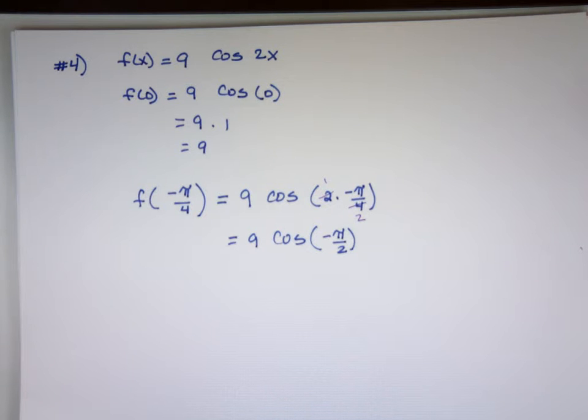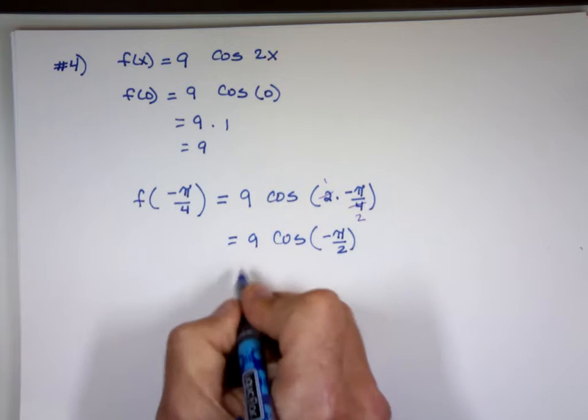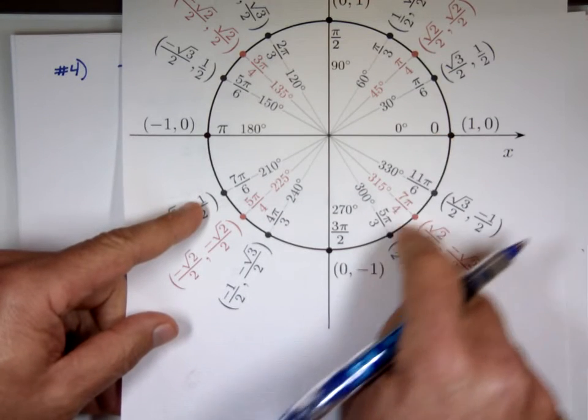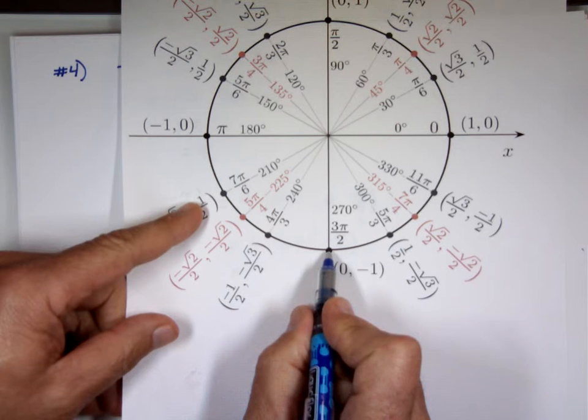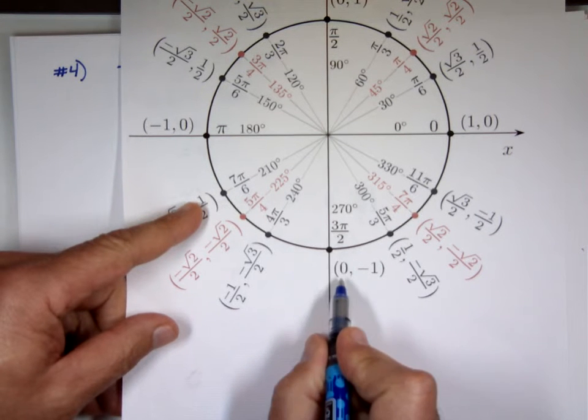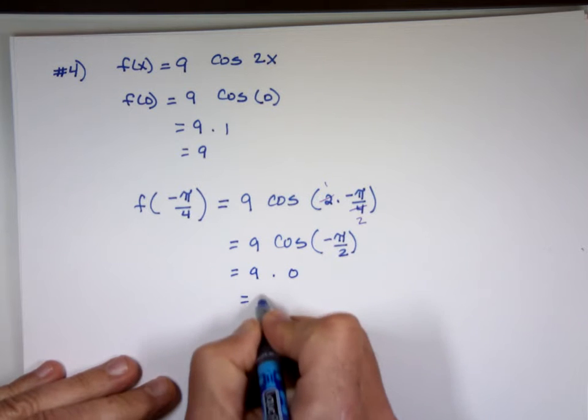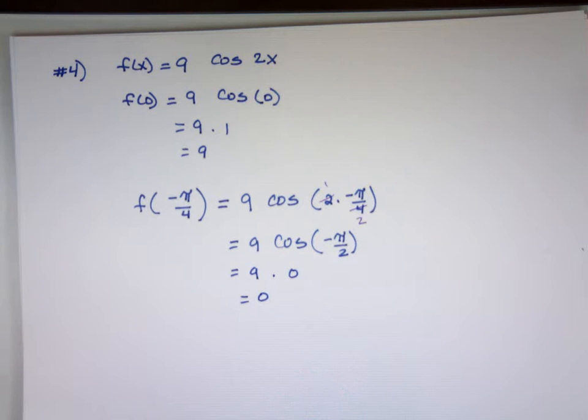Let me look at my unit circle. Clockwise, I'm traveling this way. This is pi over 2. What's the cosine of that? 0. So 9 times 0, which is 0. If you don't have a unit circle, you could actually plug it into your calculator, it will give you a 0.